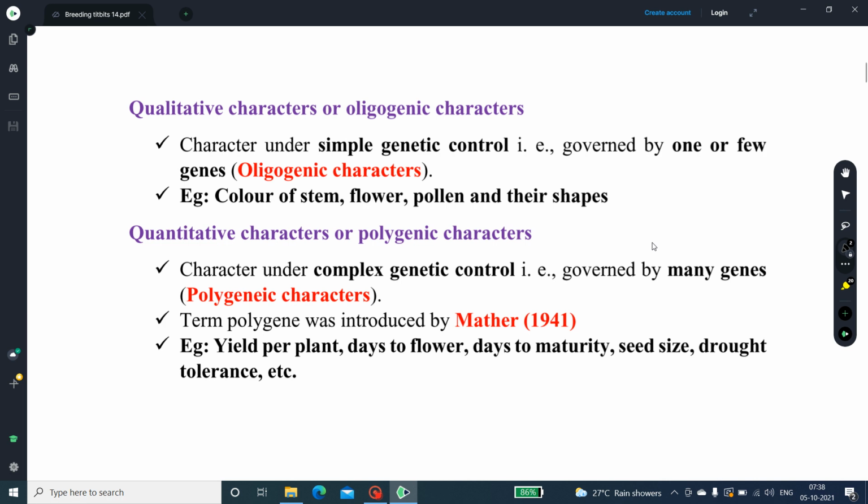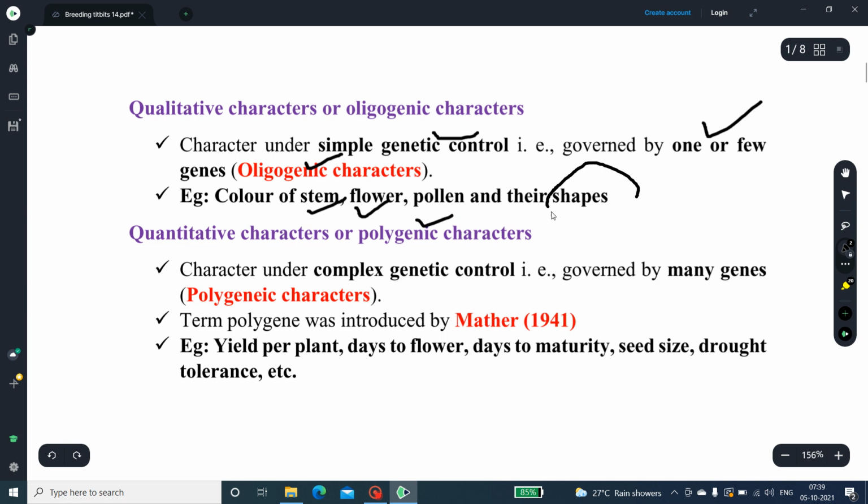What do you mean by qualitative characters, or otherwise called oligogenic characters? Characters under simple genetic control, that means governed by one or few genes, are called qualitative characters or oligogenic characters. The classical examples for these qualitative characters are color of stem, flower, pollen and their shapes.